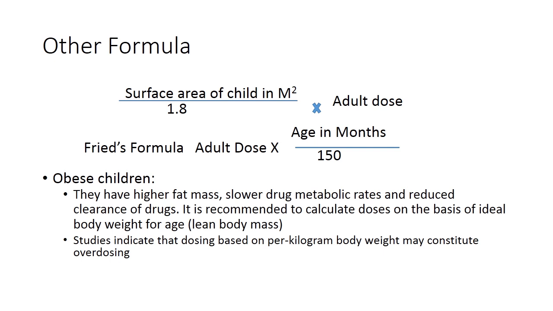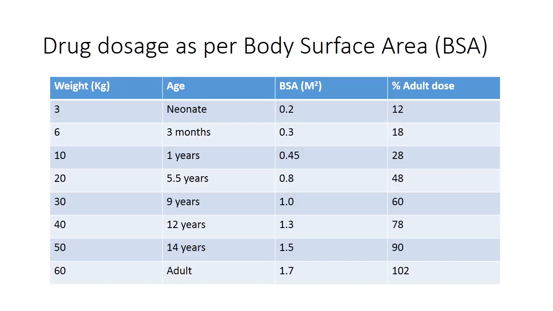In obese children, they have higher fat mass, slower drug metabolic rates and reduced clearance of drugs. It is recommended to calculate doses on the basis of ideal body weight for that age. So lean body mass should be taken so that excess fat is ignored. Studies indicate that dosing based on per kilogram body weight may constitute overdosing in obese children.